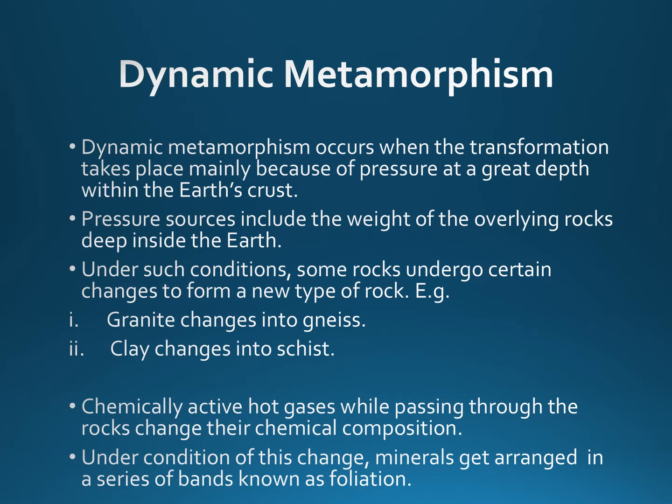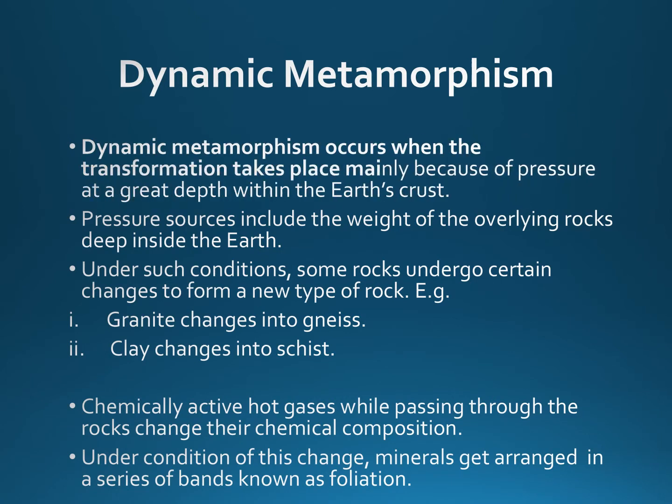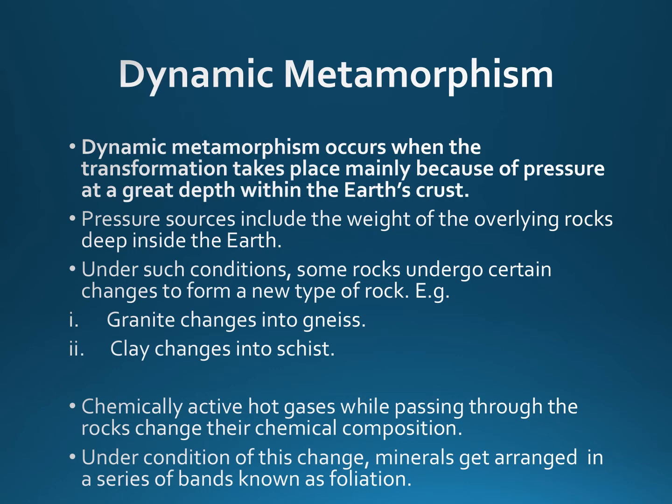Dynamic metamorphism. Dynamic metamorphism occurs when the transformation takes place mainly because of pressure at a great depth within the Earth's crust. Pressure sources include the weight of the overlying rocks deep inside the Earth. Under such conditions, some rocks undergo certain changes to form a new type of rock. For example, granite changes into gneiss, clay changes into schist.